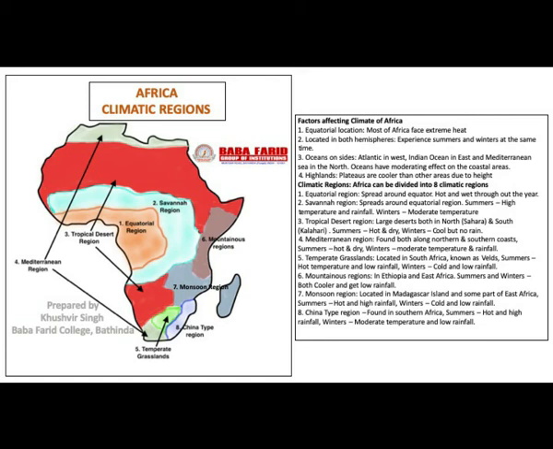The last climatic region that we will study in this topic is the China type region. It is found in the southern parts of Africa. Here the summers are marked by very high temperature and these also get very high rainfall. On the contrary, winters are moderate here as far as temperature is concerned, and these also get very low rainfall.